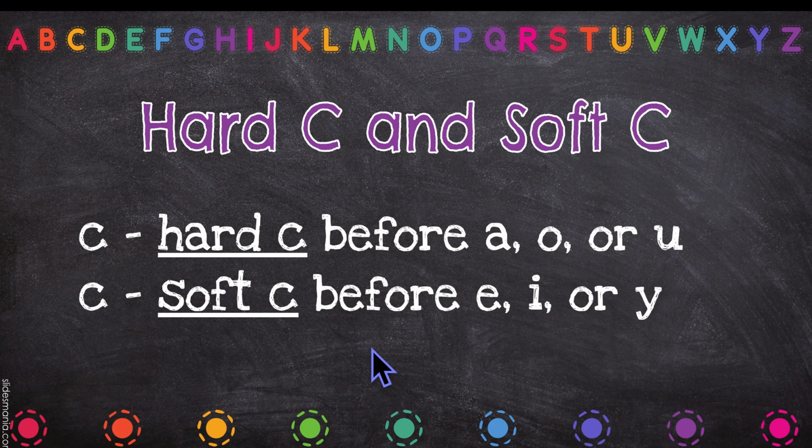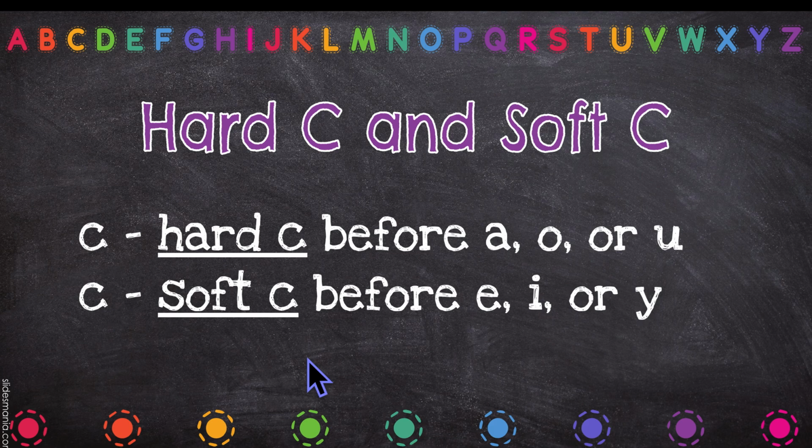Now, you might know or you might not know that the letter C has two sounds. The first sound, k, is the sound you hear in words like cat. That is called the hard C, or the first sound of C. We use the hard C, or the first sound, before the letters A, O, and U. The second sound of C is often called the soft C. That sound is S. We use the second sound of C before the letters E, I, and Y.